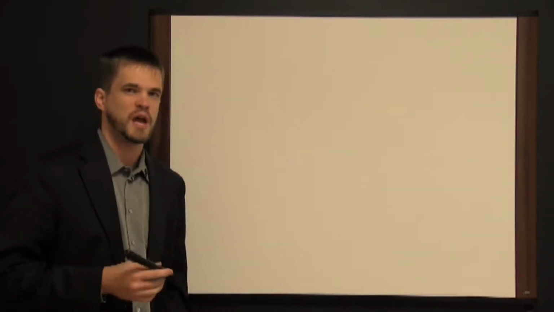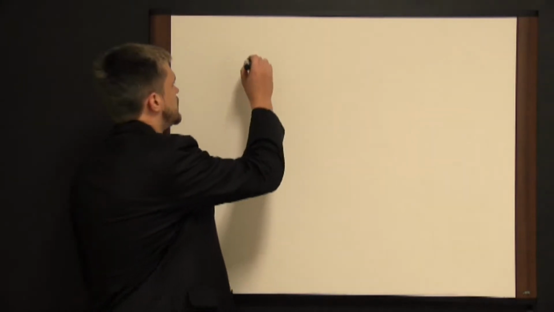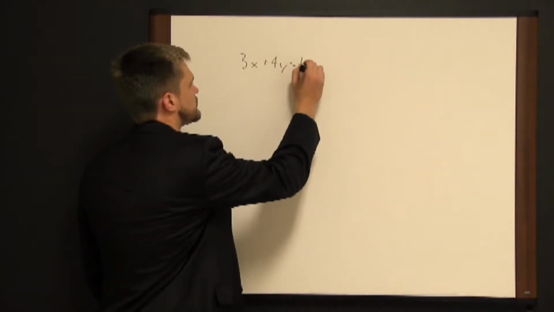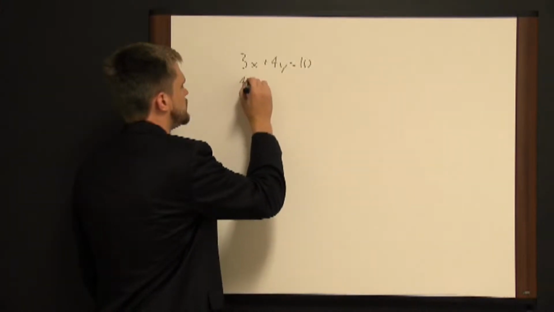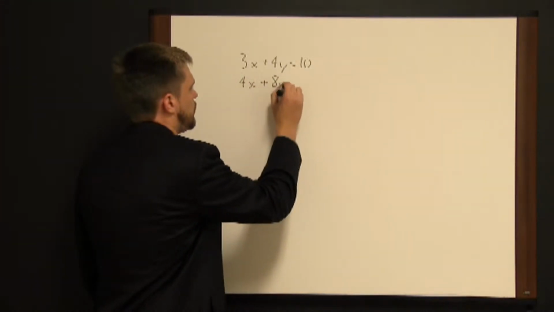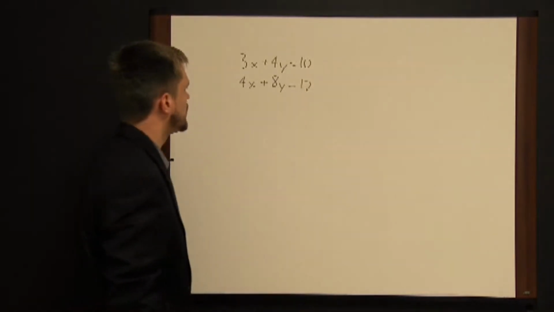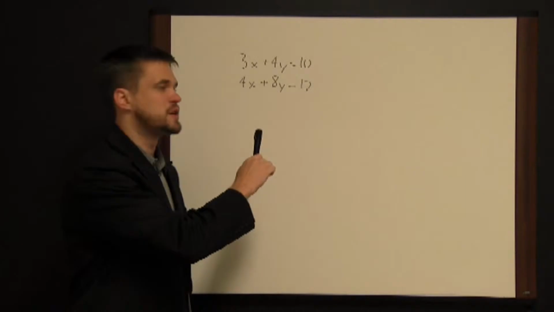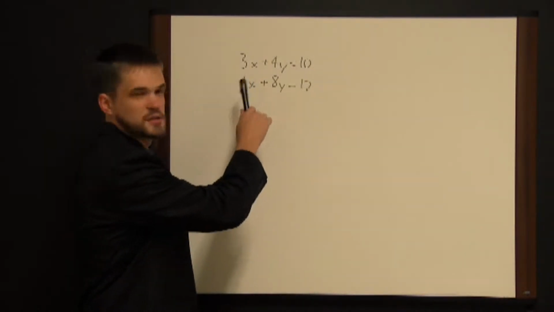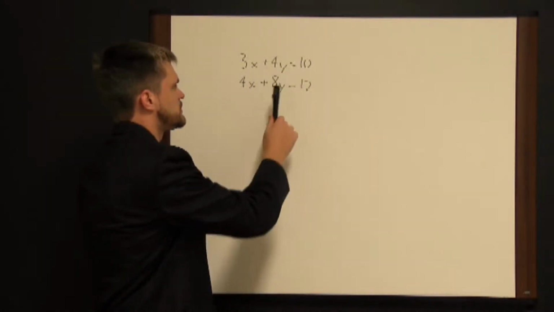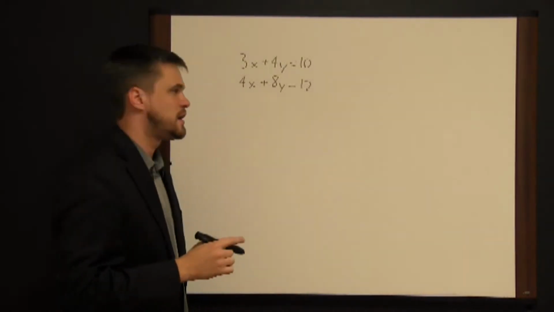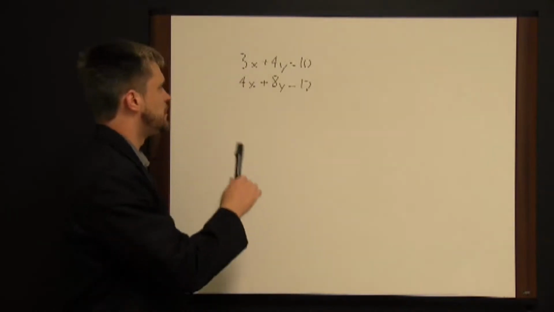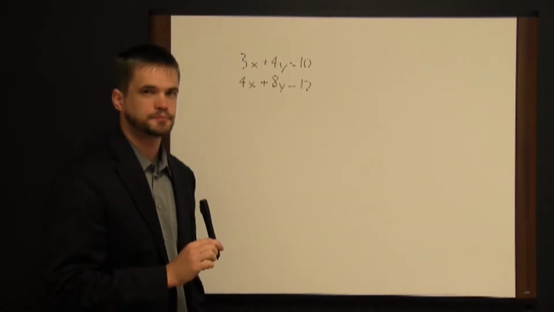So, for instance, if we have the system of equations 3x plus 4y equals 10, and 4x plus 8y equals 12, we have x and y in both of these equations, and this x and this x are the same, and this y and this y are the same. And so you have essentially two pieces of information about these variables instead of one.